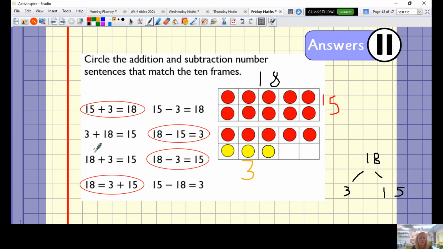That one's right. 18 plus 3 equals 15. 15 is less than 18, and it needs to be more than because of my addition. Then I've got 18 minus 3 equals 15. So if I had 18, I took 3 away, I'd have 15 left. That's right. Okay. And this one, they have put the answer at the beginning. So 18 equals 3 plus 15, and that one's right. Okay, so hopefully you've circled 4 answers there.